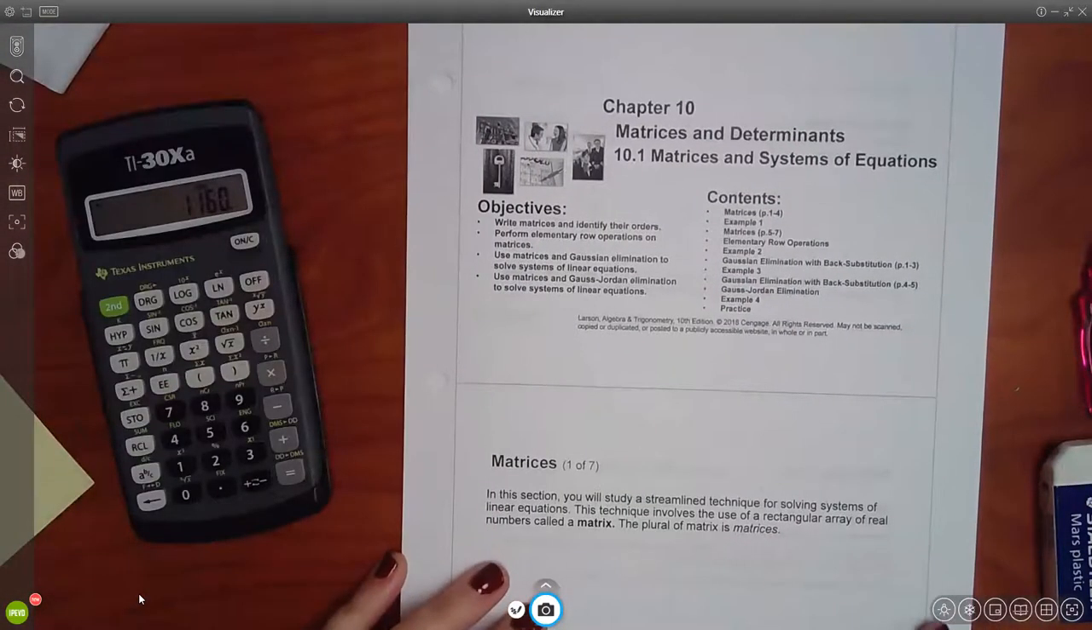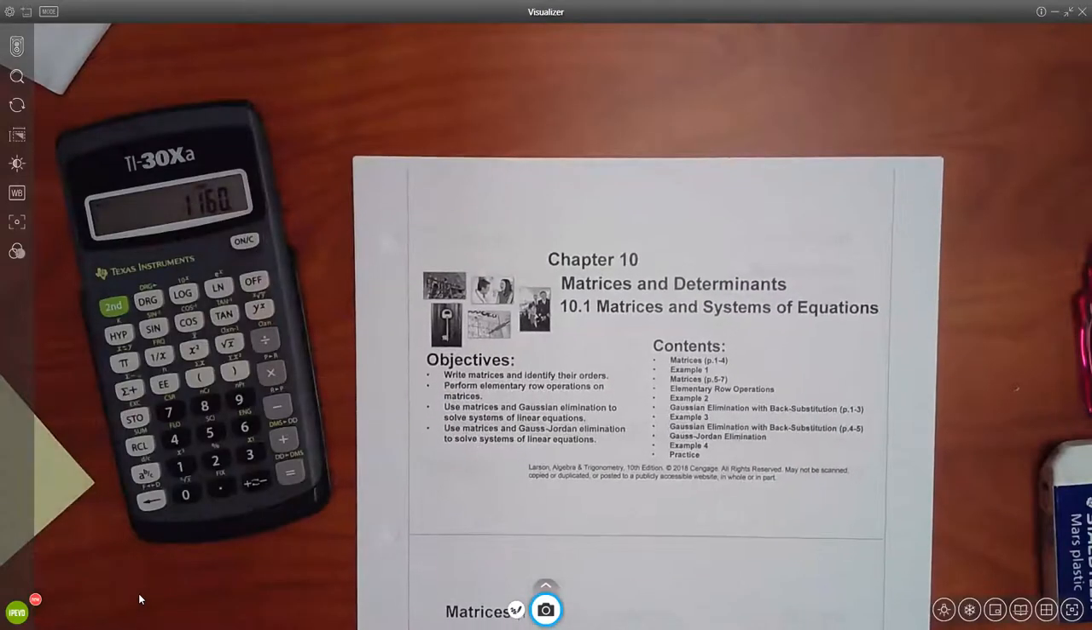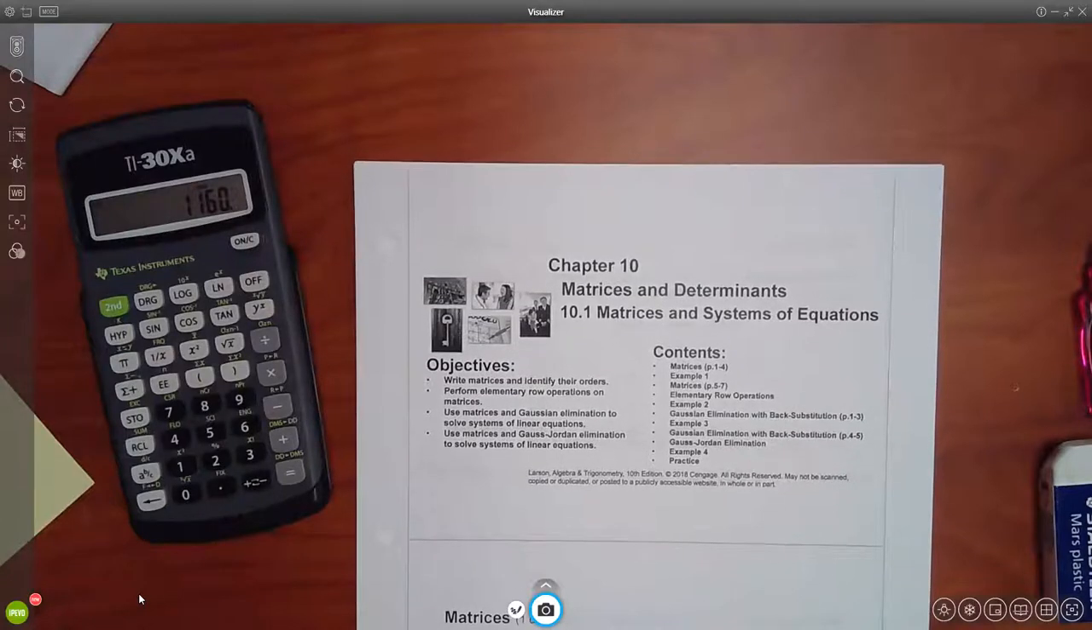Okay, so matrices, I don't even know if you know what a matrix looks like. Do you know what a matrix looks like? And I don't mean the little green numbers that come down in the Matrix movie. Do you know what a matrix looks like? What does it look like?